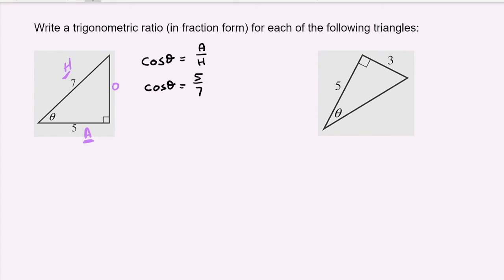Our next one, we're going to do the same thing, label our sides, H, O, and A. For this one, we don't have a value for the hypotenuse, so we can't use the SOH or the CAH because those both have the hypotenuse in them. So we're left with tan, or the TOA. So we want tan theta equals opposite over adjacent, which is 3 over 5 for this problem.